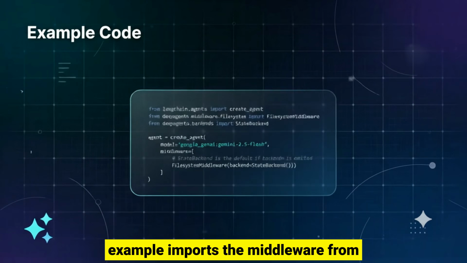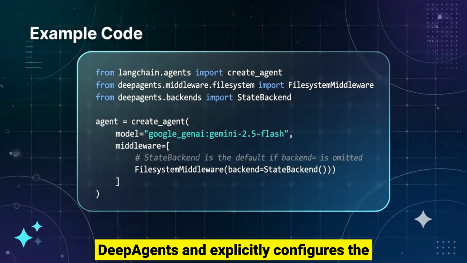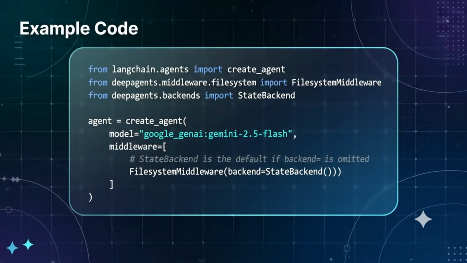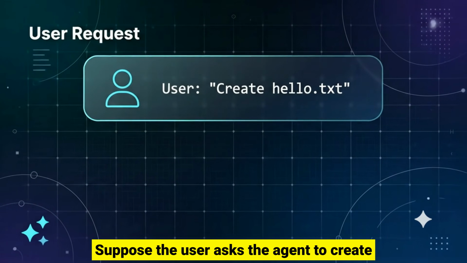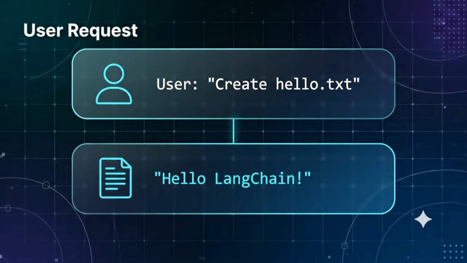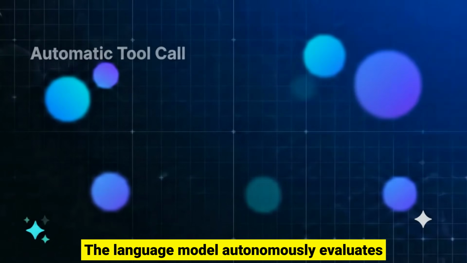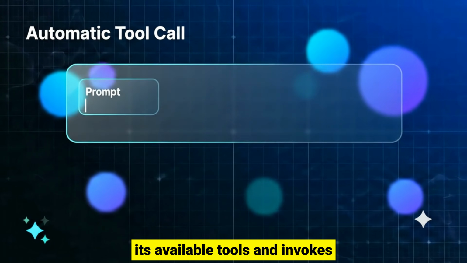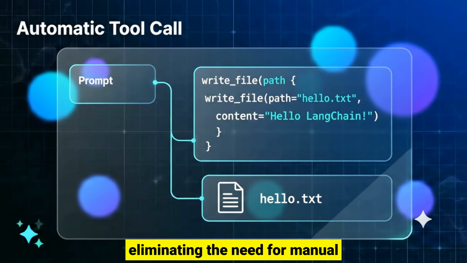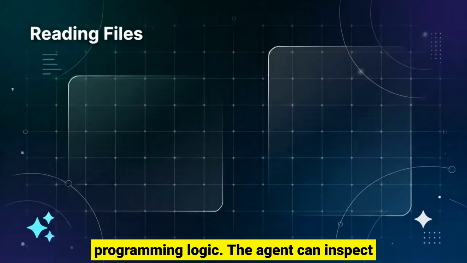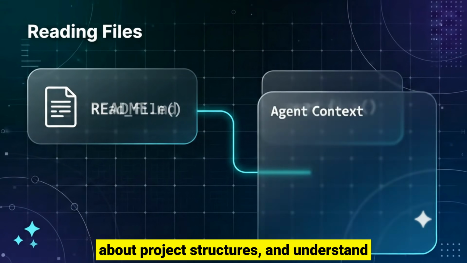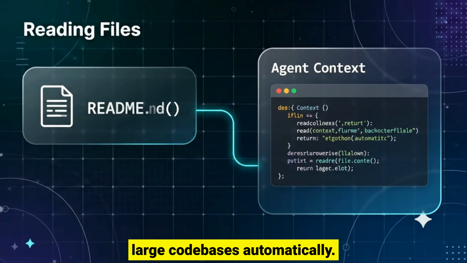This production example imports the middleware from DeepAgents and explicitly configures the StateBackend, which is also the default behavior if omitted. Suppose the user asks the agent to create a file named hello.txt containing the text "Hello LangChain." The language model autonomously evaluates its available tools and invokes write_file with the correct arguments, eliminating the need for manual programming logic. The agent can inspect existing files, answer complex questions about project structures, and understand large codebases automatically.